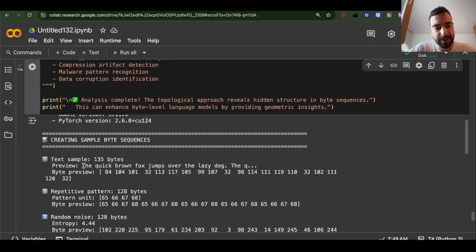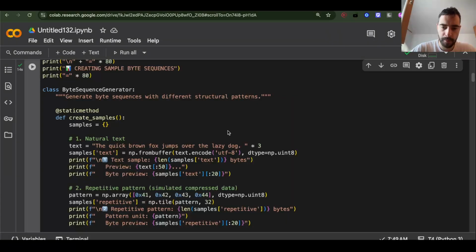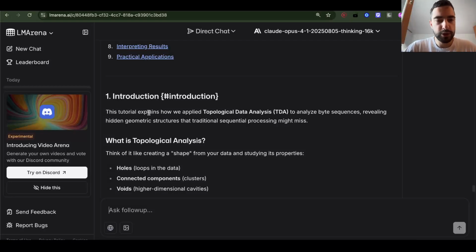So we have this sentence: the quick brown fox jumps over a lazy dog. And we converted this sentence to bytes. We just print 50 characters and 20 bytes for preview. But we have this sentence 3 times. So this tutorial explains how we apply topological data analysis to analyze byte sequences.